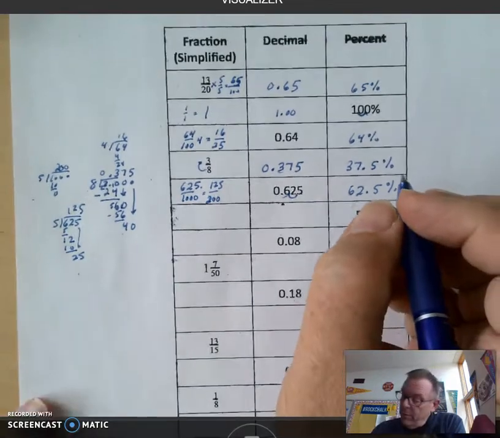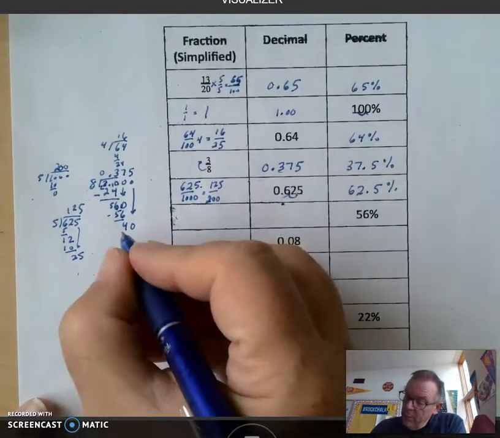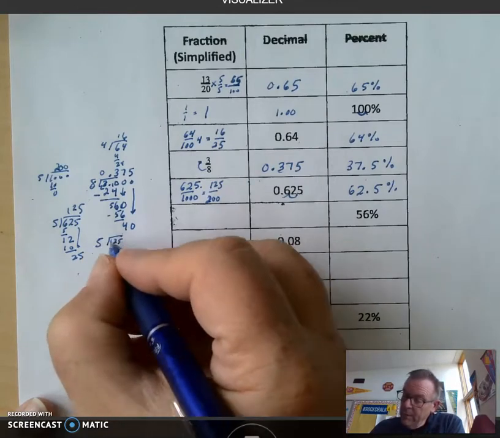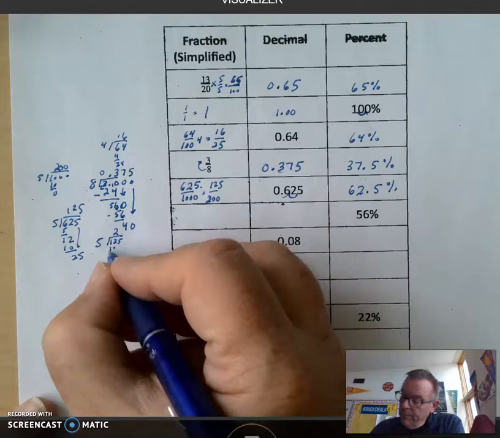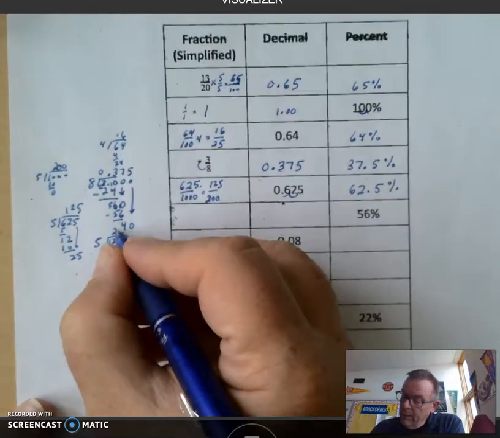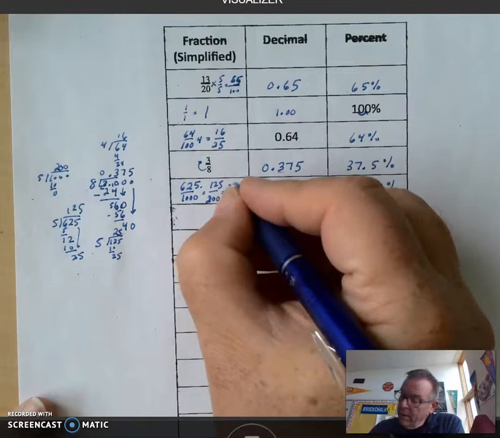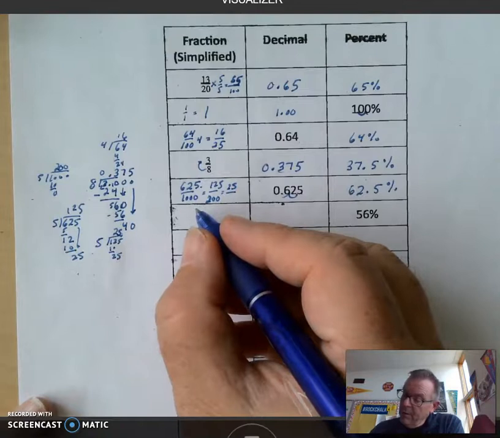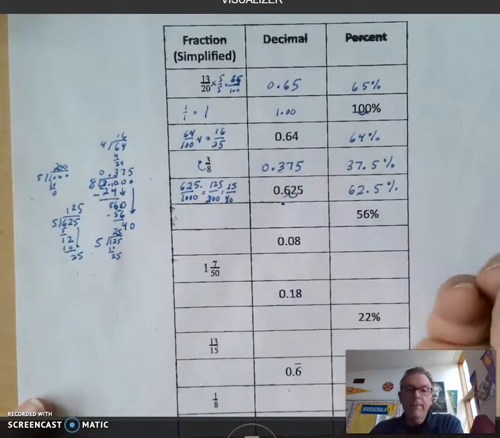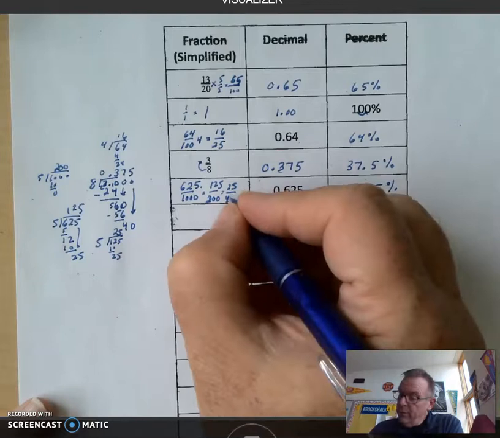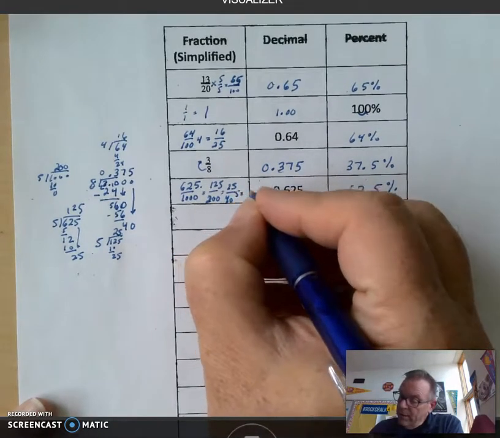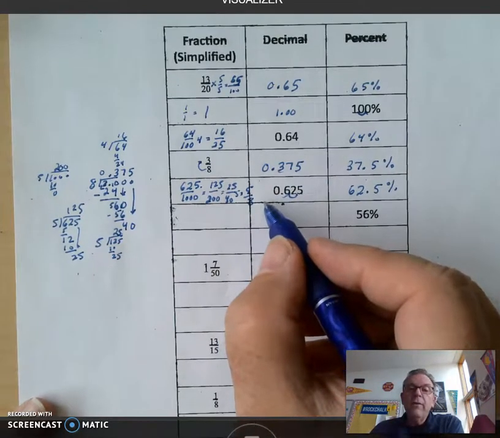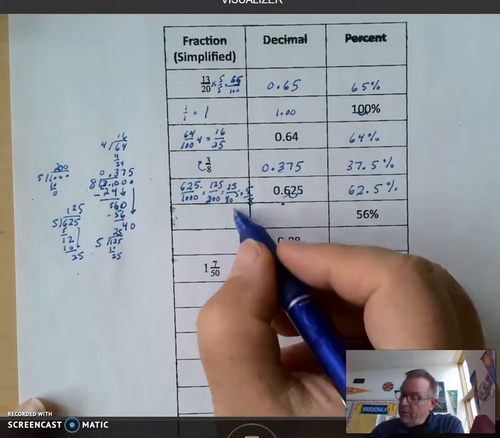Both of those are divisible by 5. So if I divide 125 by 5, that's going to be 25 over, if we think about 200 divided by 5, that's 40. So last one, they're still both multiples of 5. So that gives us 5 over 8. 625 thousandths reduces to 5/8.